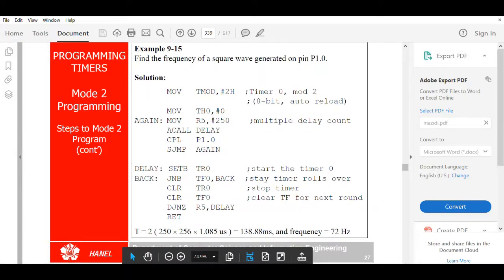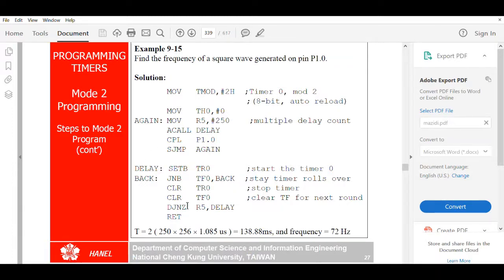It's a delay count. Then it's calling a delay. So this is the delay program. So set TR0. Why? To start the timer. So the timer will start to run, and it will start to run from where? 0 to FF. So after it reaches FF, one more pulse, it will go to 0.